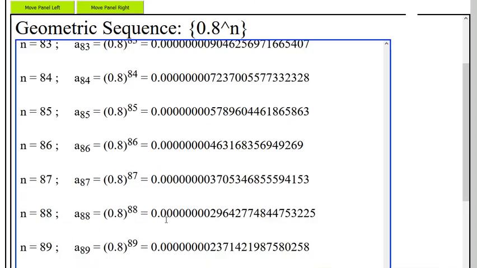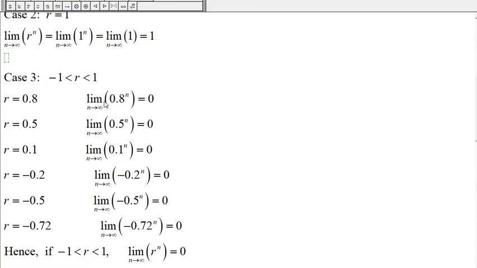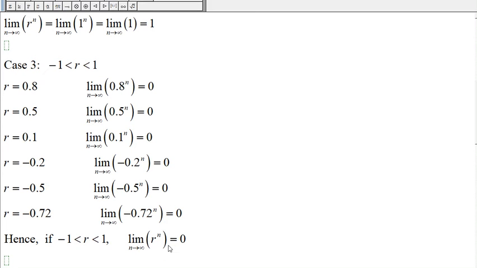So here's when n is 100, and we see that we get many zeros here. And that's why as n gets larger and larger and larger, the limit of the sequence will go to 0. And if we let r, the common ratio, be any number between -1 and 1, then the limit of the sequence will go to 0. So anytime the common ratio is between -1 and 1, the limit of r to the n, as n goes to infinity, will be 0.